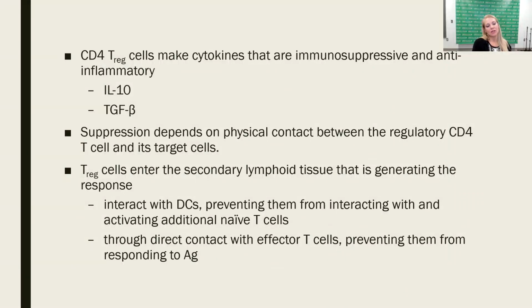And Treg cells are going to enter the secondary lymphoid tissue that is where the response is being generated, where those other effector T cells are located, interact with dendritic cells, and then prevent the dendritic cells from getting more T cells activated. And so this is going to be in direct contact with these T cells and the dendritic cells. So those are the 5 major types of CD4 positive T cells.